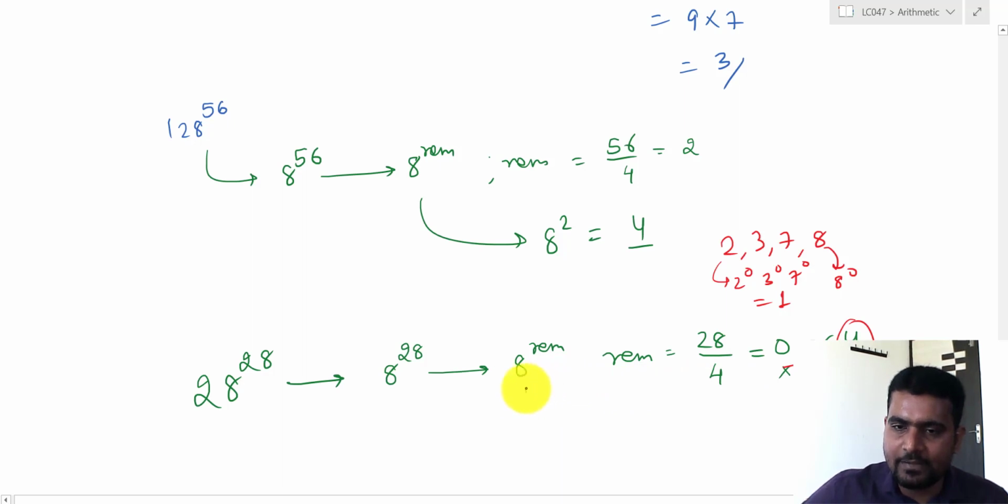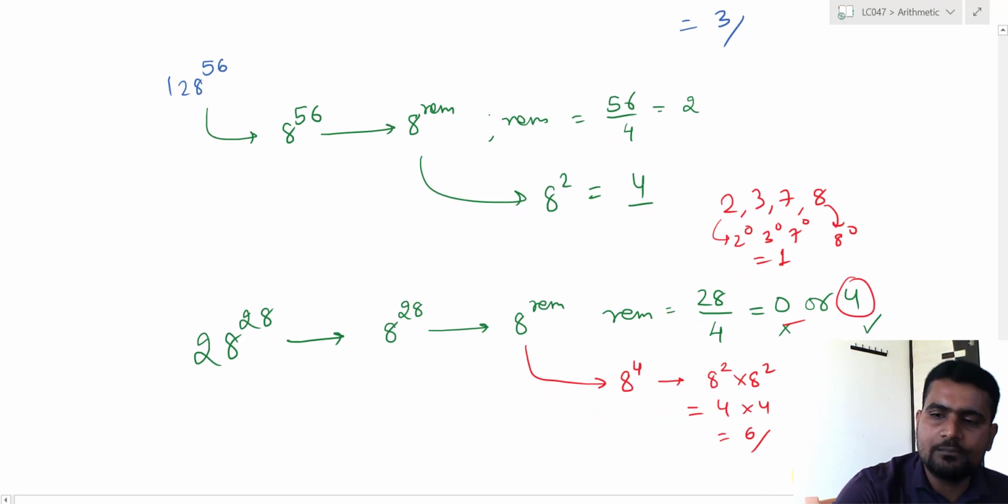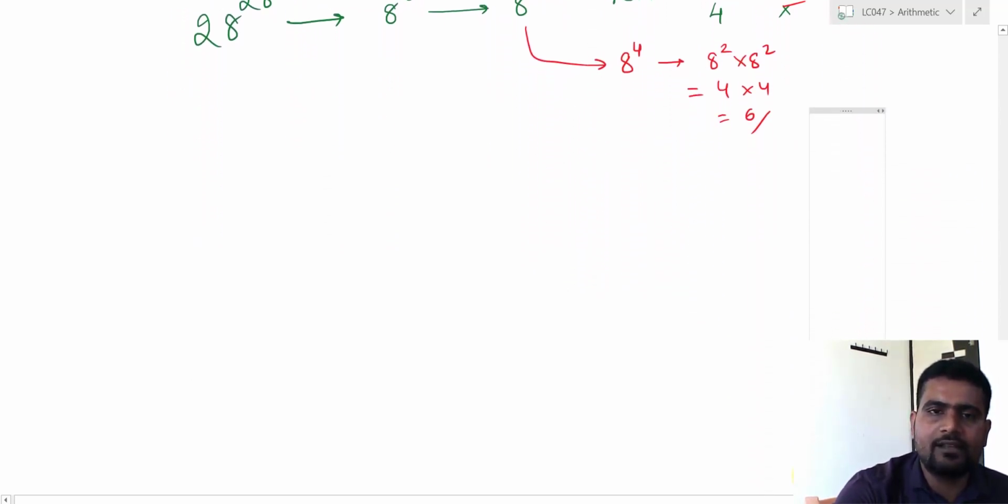So I can say its unit digit will be same as 8 raised to power 4. So 8 raised to power 4, what is the unit digit? I can say 8 square, 8 square. 8 square is 64 means 4, and this is also 4, so 4 times 4 is 16. So unit digit will be 6. I hope you will be able to get the idea. Okay. This is about the numbers which are ending with 2, 3, 7, 8.